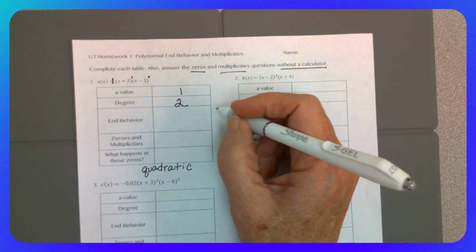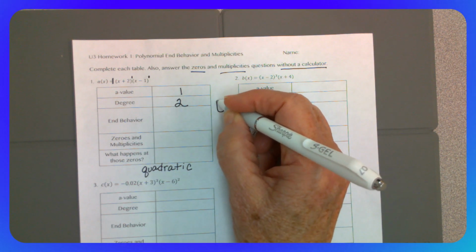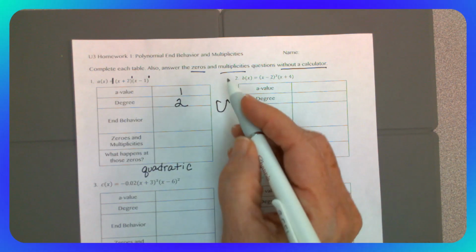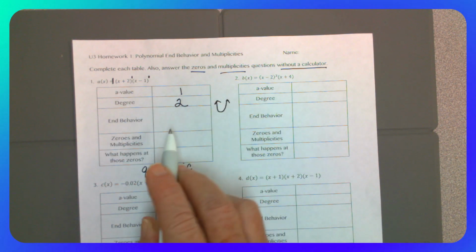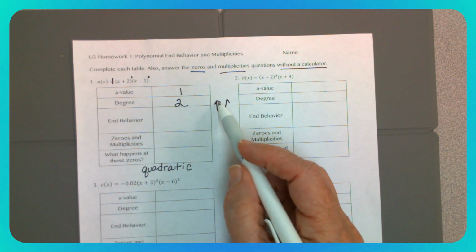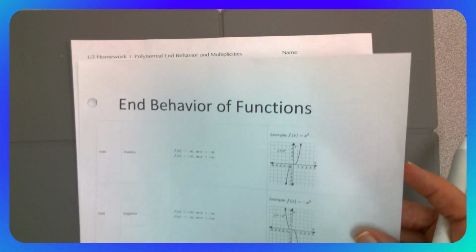All right, so we know that a quadratic makes a U shape, and because that a value is positive 1, there's not a negative out here, it's going to go up. So this is how we describe the end behavior. It's going to go up to the left and up to the right. Now let's do that mathematically.